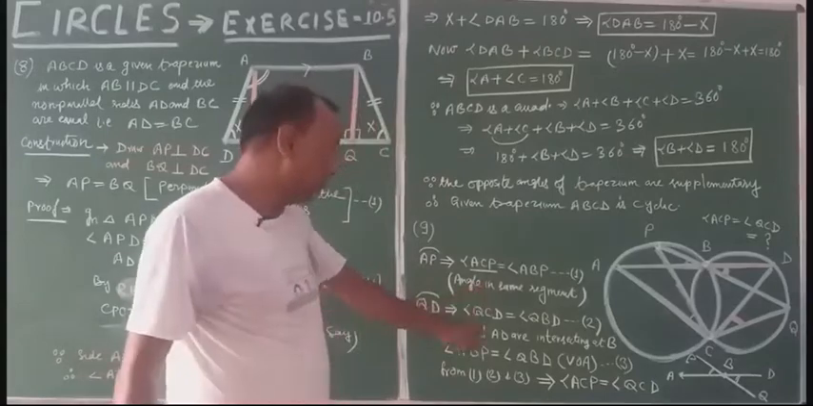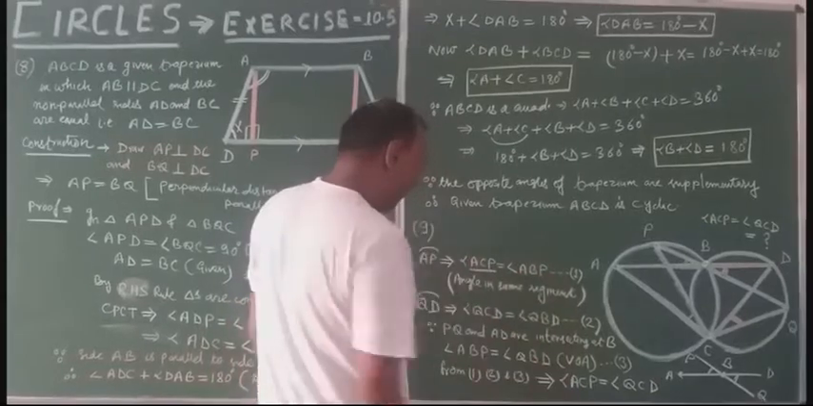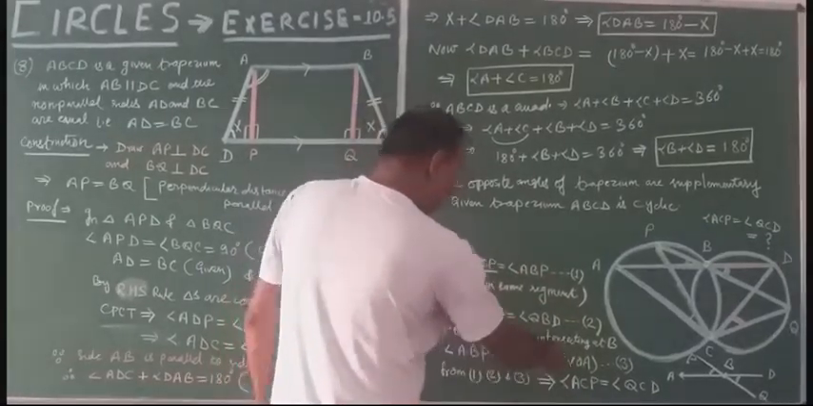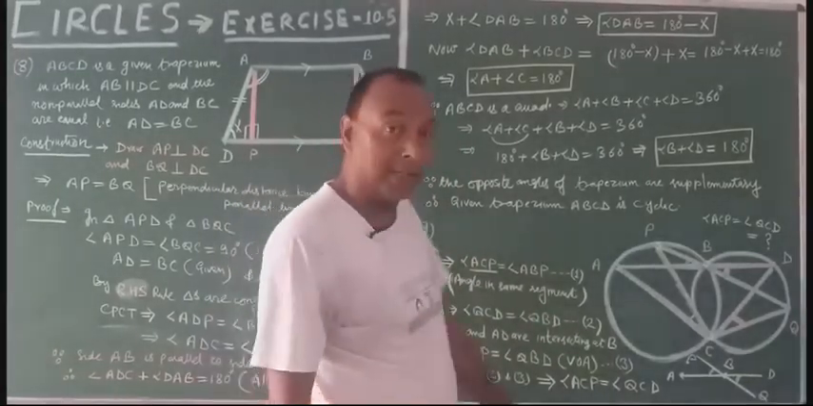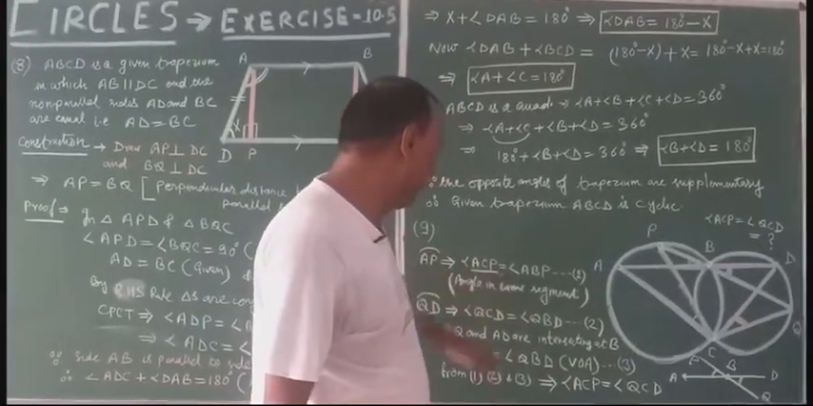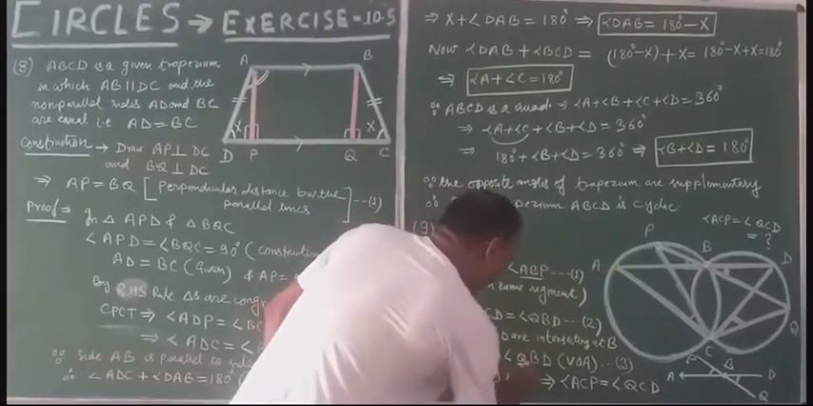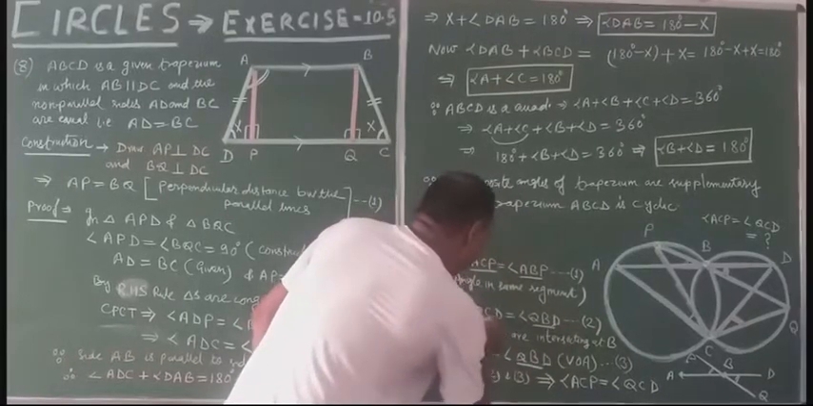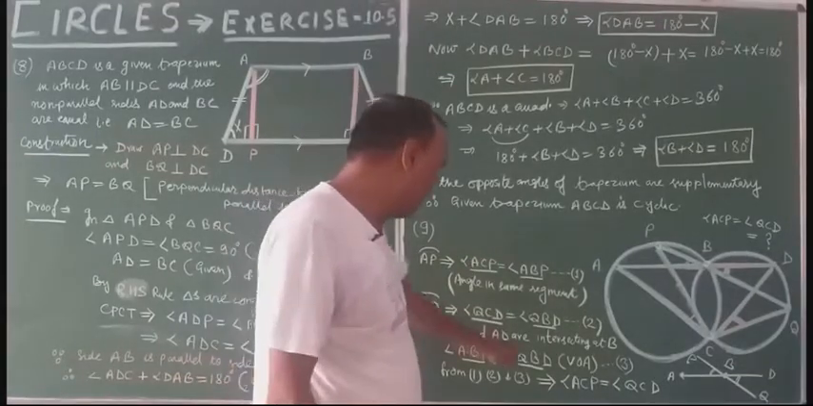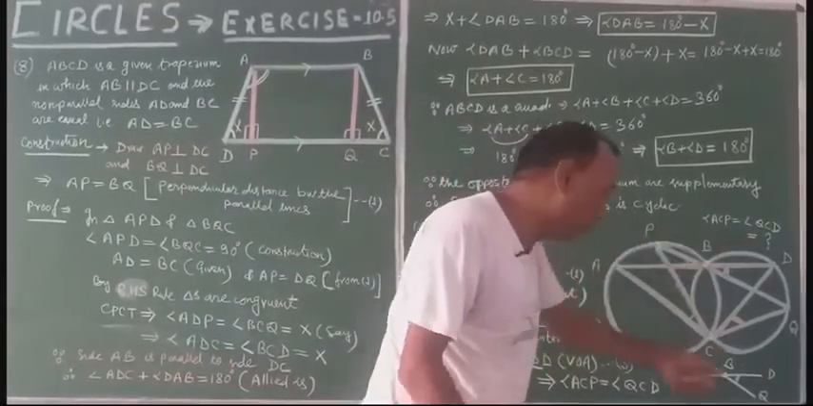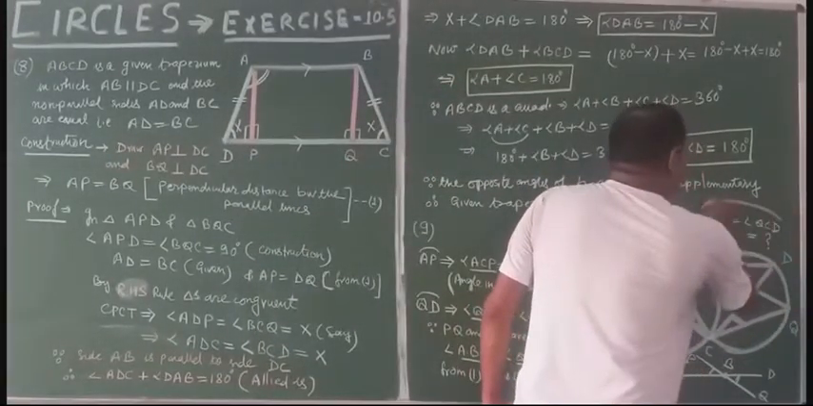Now from equations 1st, 2nd and 3rd, just look. Angle ACP is equal to ABP, ABP is equal to QBD, and QBD is equal to QCD. So we can say that angle ACP will be equal to all of these. So what will happen? Angle ACP will be equal to angle QCD, and this we have to prove in this question. Is it okay?